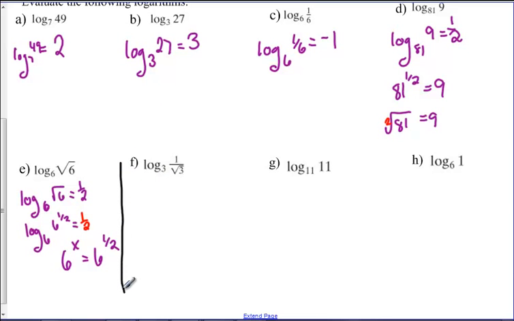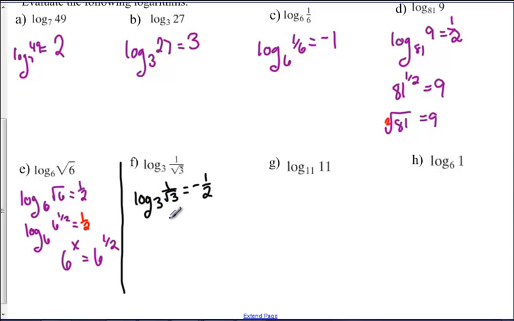All right, so for F, log base 3 of 1 over square root of 3. Because there's something in the bottom, what do we know about the answer? We know there's going to be a negative involved. All right, negative. And then how do we get the square root? It's going to be what power? 1/2 power. Because square root and 1/2 power are the same. Like cube root, 1/3 power, fourth root, 1/4 power, so on and so forth.